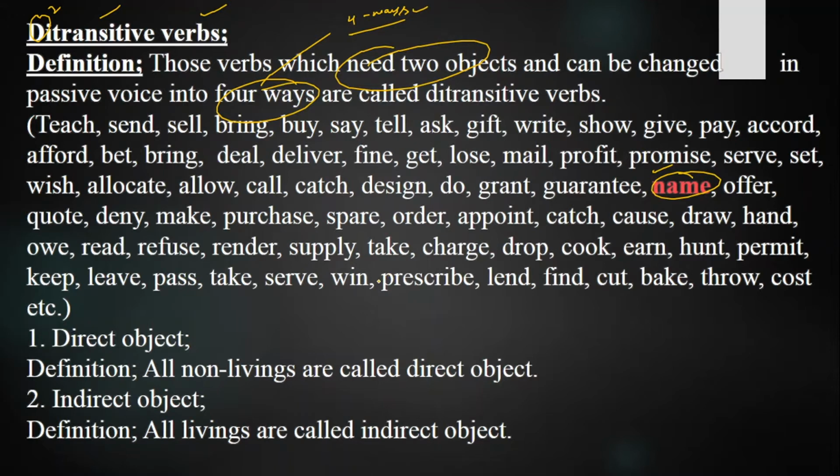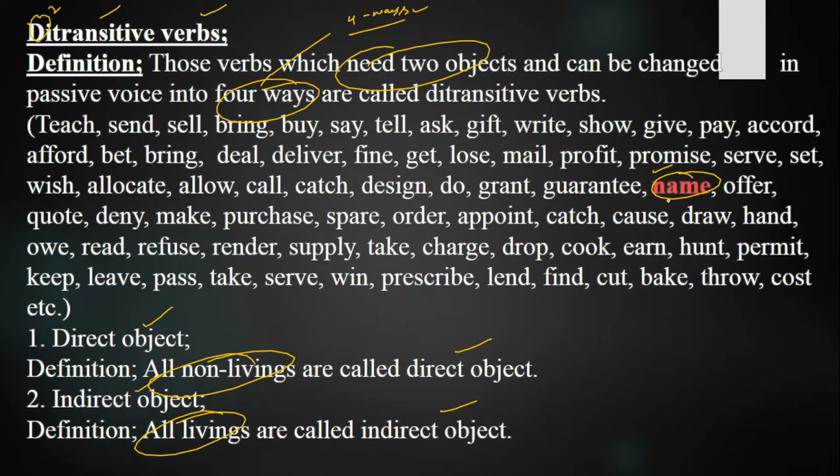Ditransitive verbs need two objects because if you put only one of the objects the meaning won't be clear, and keep in your mind they need one direct object and one indirect object. Direct object means all non-livings and indirect object means all livings. So whatever non-livings we have are called direct objects, and whatever livings we have are called indirect objects. Then if you put only one of the objects, the meaning won't be clear.